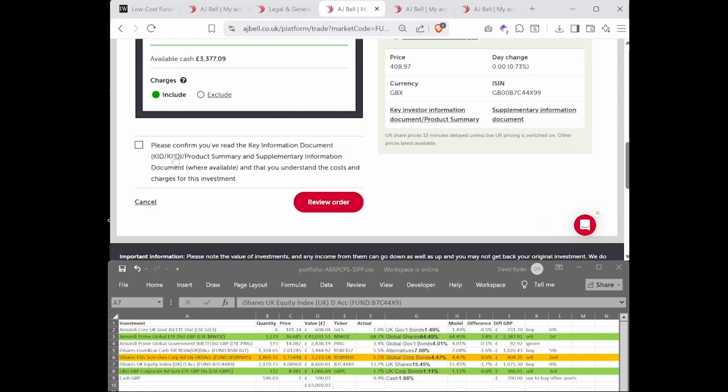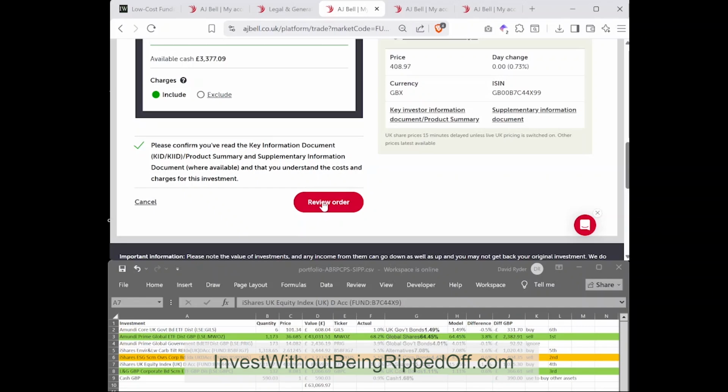I am very familiar with the KID documents, which is the key information documents or the key investor information documents, depending on KID or KID, and the product summary. I've done all of that, so I can click this box. If you haven't, you should. So I am now going to review my order.